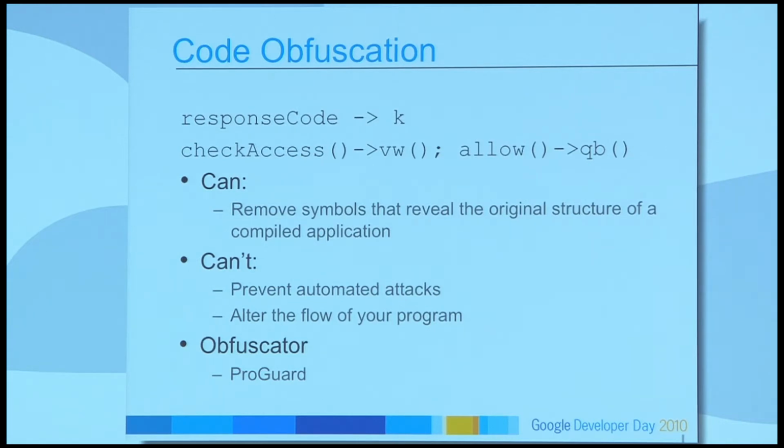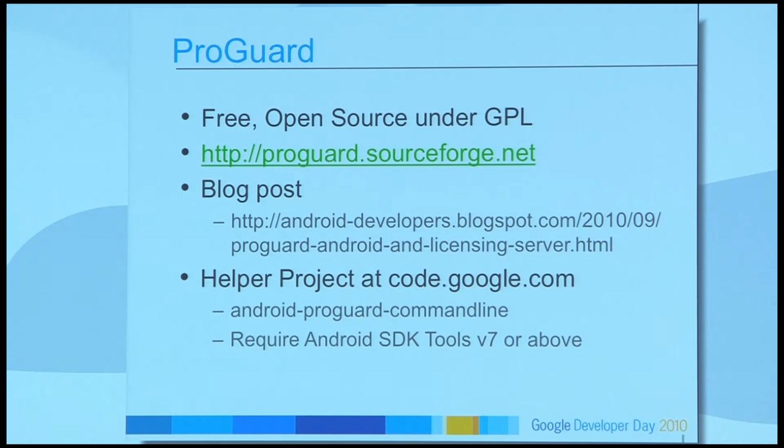There are a lot of obfuscators available out there, both free and commercial, and we have some good experience with Proguard. Proguard is free open source software under the GPL, and I have their main website here. We also have a blog post that covers in detail how you can integrate Proguard with your Android application. And we also have a helper project at code.google.com under the name Android-Proguard-command line. But before you can use this helper project, you have to install Android SDK tools version 7 or above.